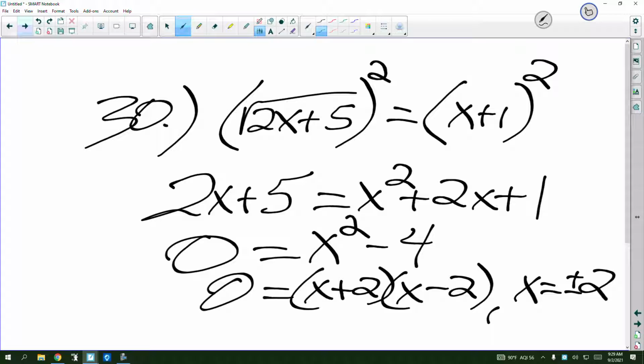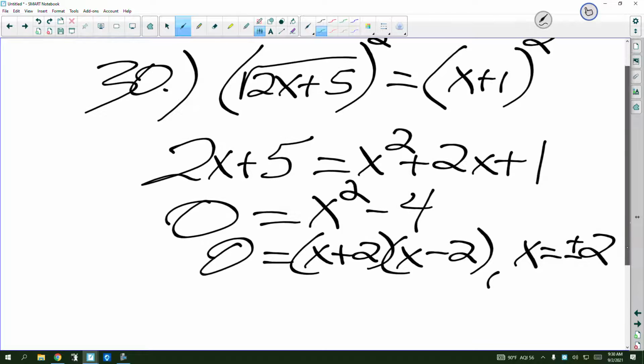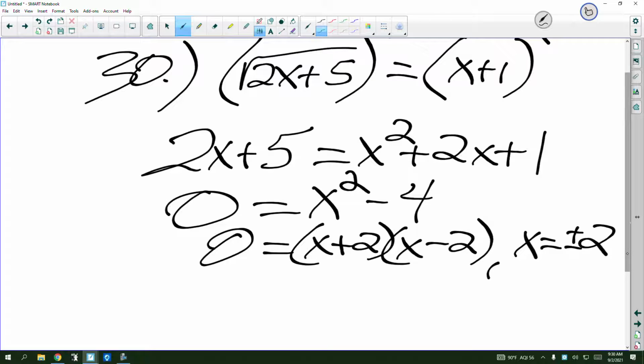But wait, did you check your answer? You have to. There's nothing in the denominator. What was the other one? I said there were 2 things. Square root thingy, aka a radical symbol. If there's a square root symbol, you have to check your work.